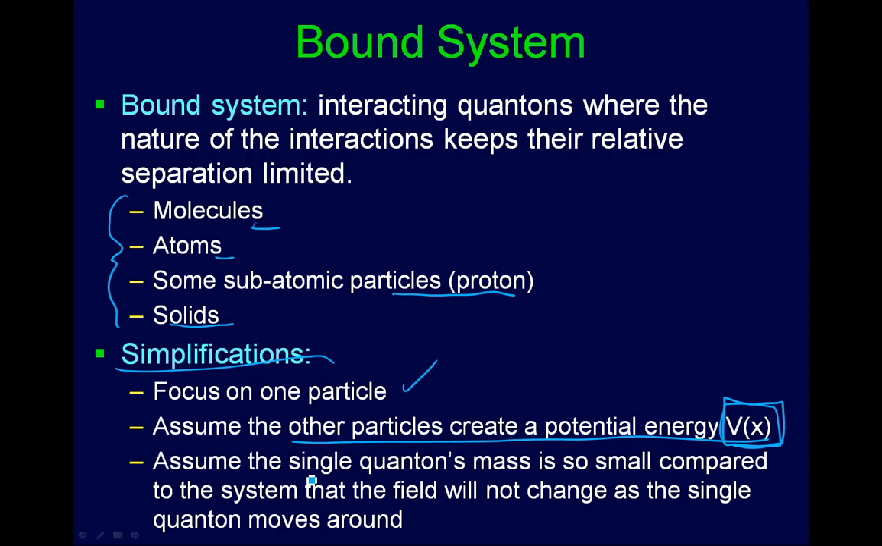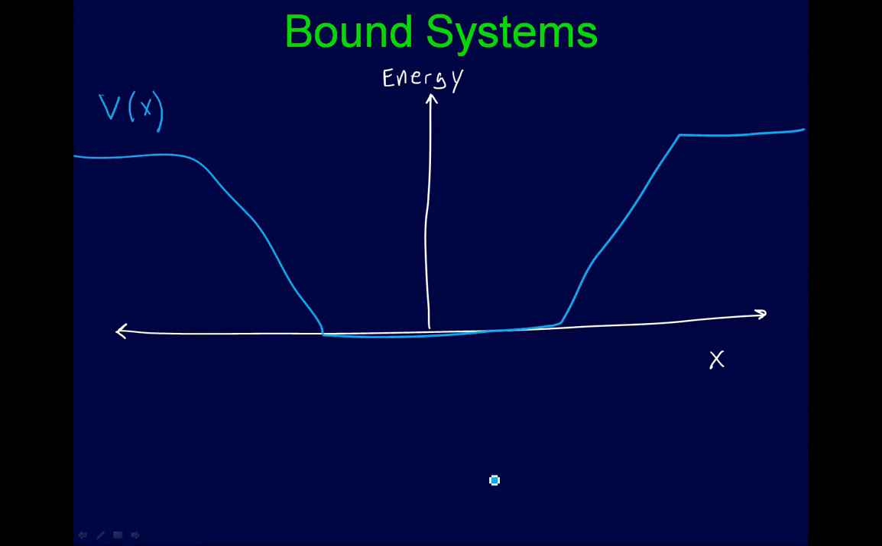We'll assume that the single quanton's mass is so small compared to everything else that it won't change the field it's interacting with as it moves around. We'll start with pictures kind of like this here. We'll make little diagrams of the potential energy.